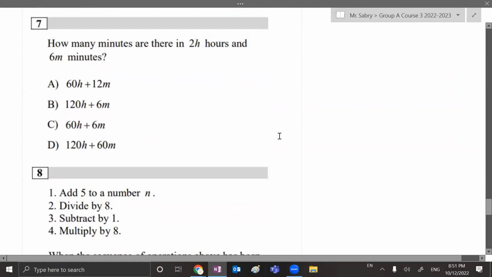How many minutes are there in 2 hours and 6 minutes? If I'm talking about minutes, this one is already in minutes. I will not change it. I'll keep it as it is for the time being. But instead of this 2h in hours, I need to transfer that to minutes. In order to change from hours to minutes, I need to multiply by 60. So this hours should be multiplied by 60, which will become 120h plus 6m, which then gives me B as the correct answer. Yes.